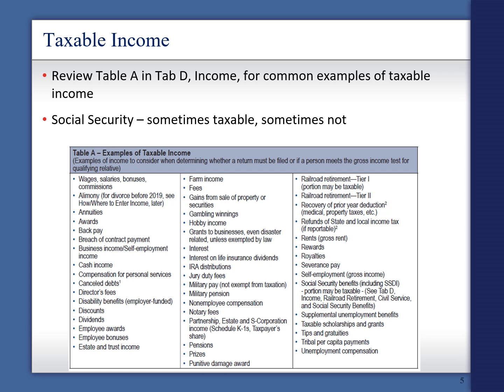So, how exactly do I determine taxable versus non-taxable income? The Volunteer Resource Guide, the 4012, tab D, Income, page D3, includes examples of taxable and non-taxable income in Table A. That's the table shown below. Take a second to take a look at it.